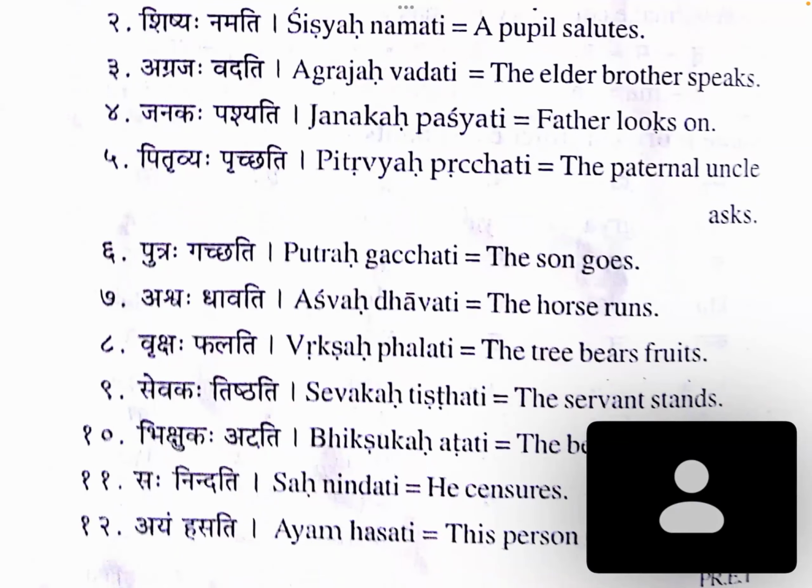Putraha gachati. The son goes. Putraha. What is there in this place? Who read it? Sukanya. So, tu, ta, ta is half and ra is there. Understand? Okay. Tra. That is a samyukta aksharam there. And in Pitruvyaha also, the va is half and ya is added to it. So, Pitruvyaha. Putraha. Okay? So, gachati. Yeah. Next.